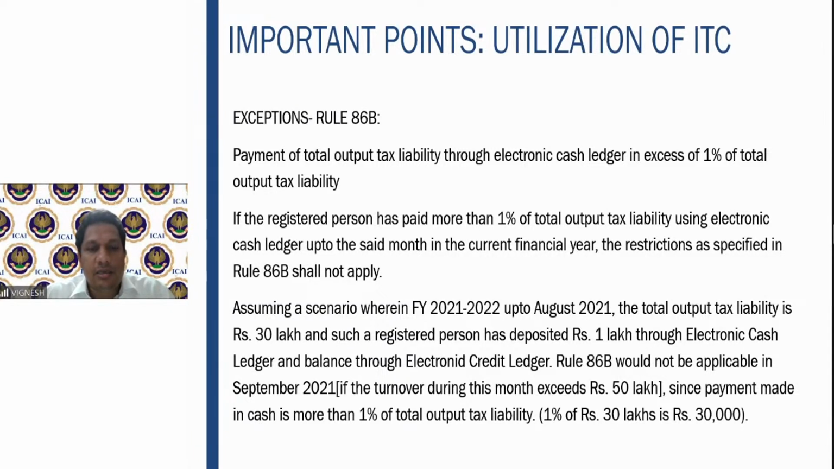Okay, so therefore, output tax liability is 30 lakhs. The registered person has deposited 1 lakh through the cash ledger, balance through the credit ledger. Rule 86B will not be applicable if the turnover during this month exceeds 50 lakhs, since the payment made in cash is more than 1% of the output tax liability.